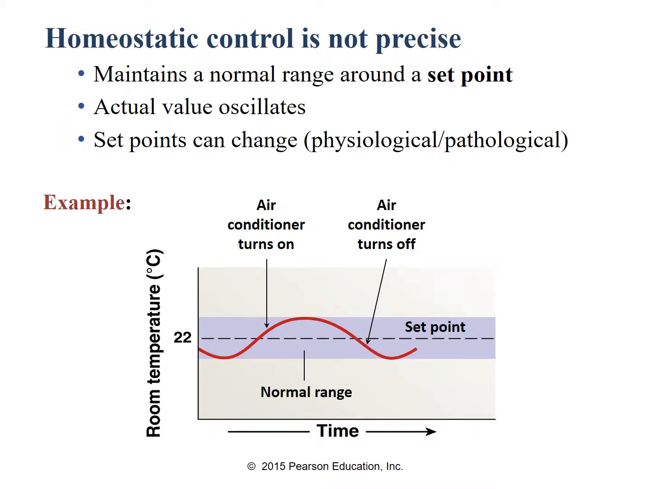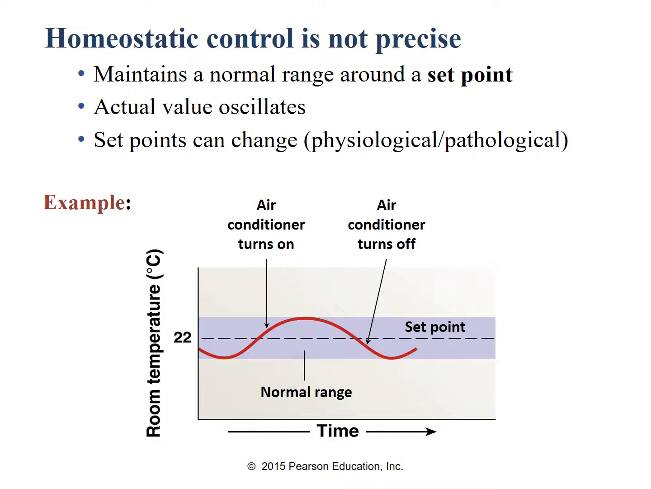Now, when looking at homeostatic control, it is not a precise overall mechanism. It typically functions around a range or a set point. Now, the actual value is going to oscillate throughout this. So the set point can change based upon different physiological concerns or pathological concerns. The best example we have of this that people can understand that is outside of the body is going to be an air conditioner. Now, how air conditioners typically work is you decide what temperature you want it at. Here in the example, we use 22 degrees Celsius as our set point.